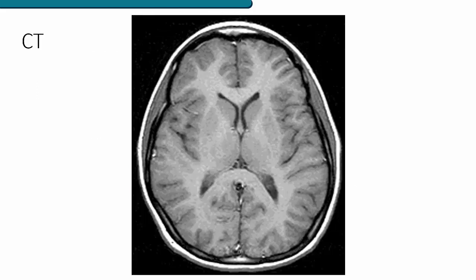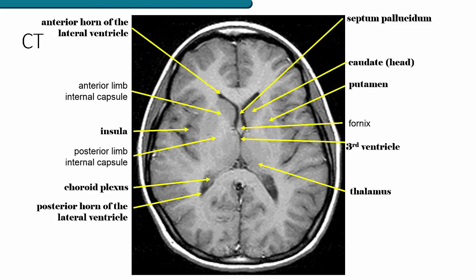Here's a CT image that corresponds approximately to that level that we just saw. Again, can you label all of the structures that we identified in the previous wet brain slice? And here they are.